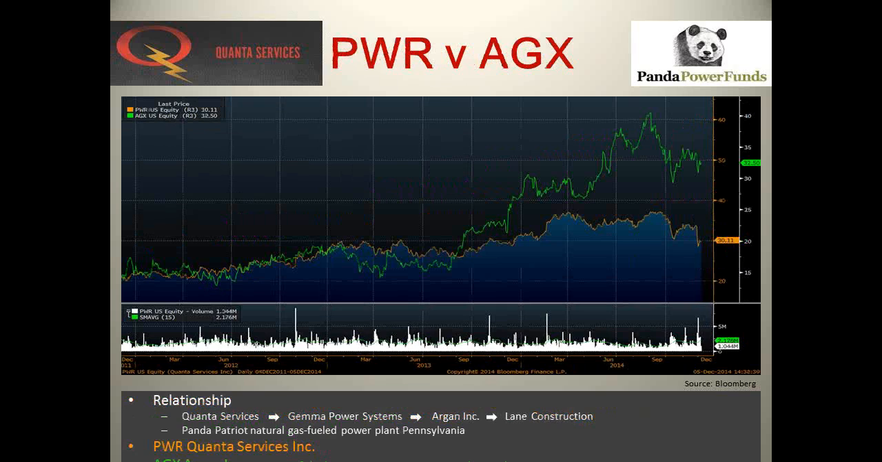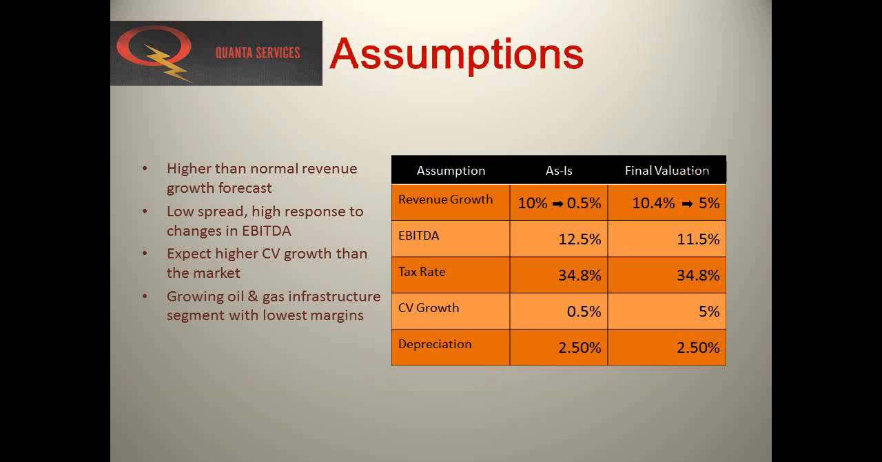At the same time, we tried to pull a relationship between Quanta and Lane Construction. We noticed that Lane Construction entered a contract with Gemma Power Systems as a joint venture to build the Panda Power Patriot Natural Gas Field Power Plant in Pennsylvania. I think this happened just in August. And we noticed that Lane wasn't a publicly traded company, so we tried to figure out how Lane would possibly respond and behave in the market if it were traded. This is what we came up with, and you can see here that it moves in a similar direction as Quanta does.